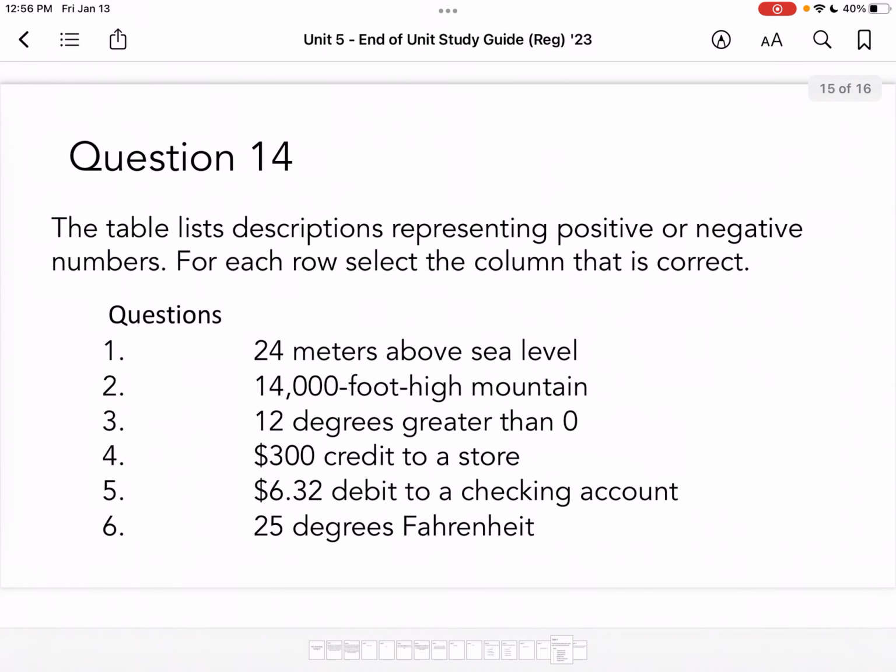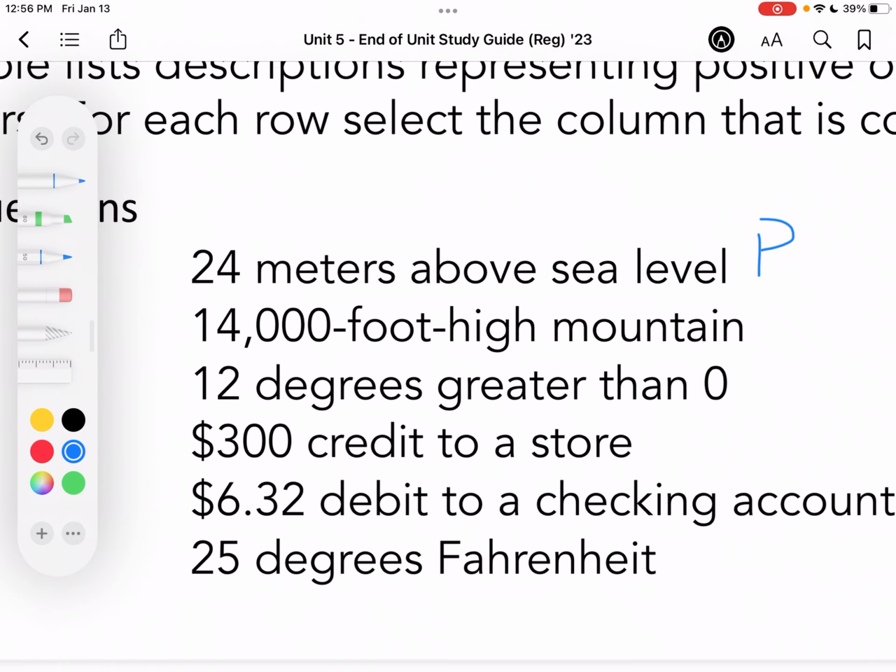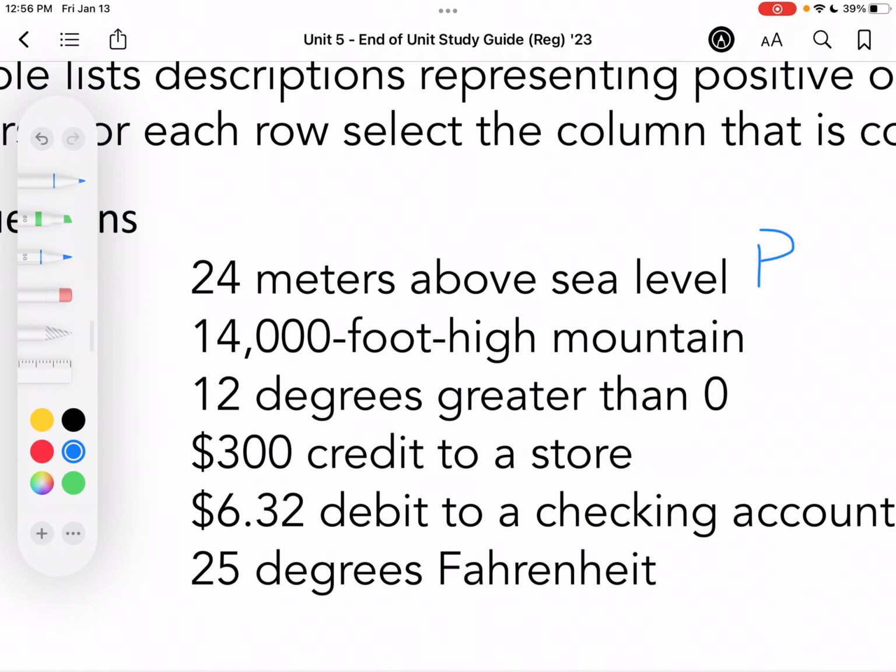The table lists a description representing positive or negative numbers. For each row, select the column that's correct. Okay, so they want us to decide whether this is going to be positive or negative. So if it's 24 meters above sea level, that's going to be positive. If it's 14,000 feet high mountain, that's also going to be positive. If it's 12 degrees greater than 0, it's going to be positive.